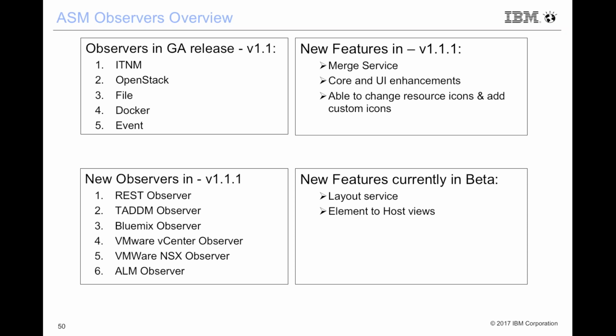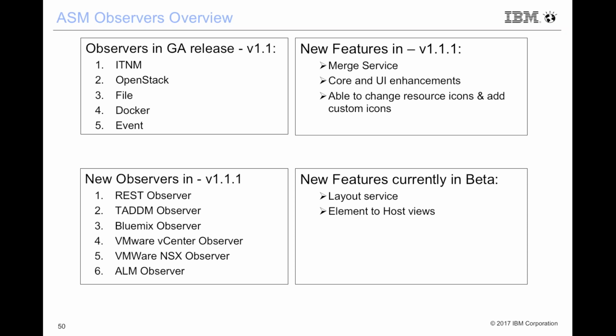Now in version 1.1, we had another 6 observers. I'm going to talk primarily about the 2 VMware ones and also the ITNM one in the rest of this presentation. But we've got an observer for REST. Now you shouldn't confuse this with observing REST itself. It's basically in some ways similar to the file observer. You can insert your own topology data into the REST observer if you craft the JSON payloads in the same way. We have the TADM observer, does what you'd expect, pulls in data from TADM. We also have a Bluemix observer to show our cloud credentials.